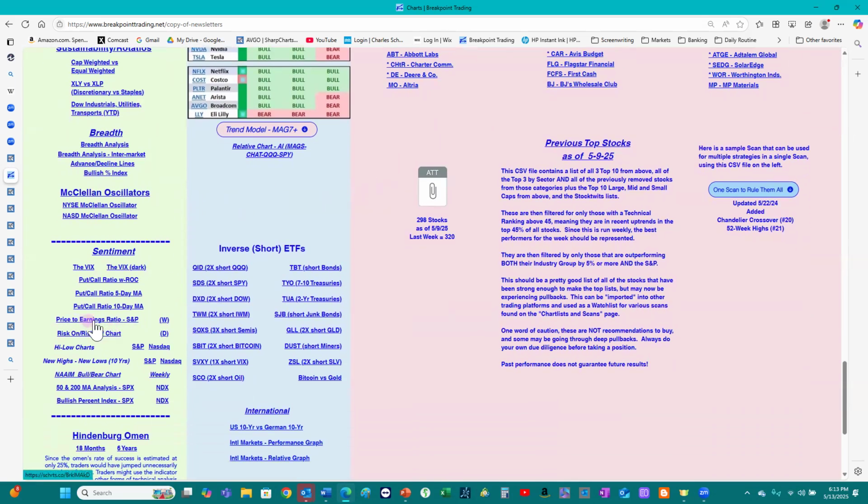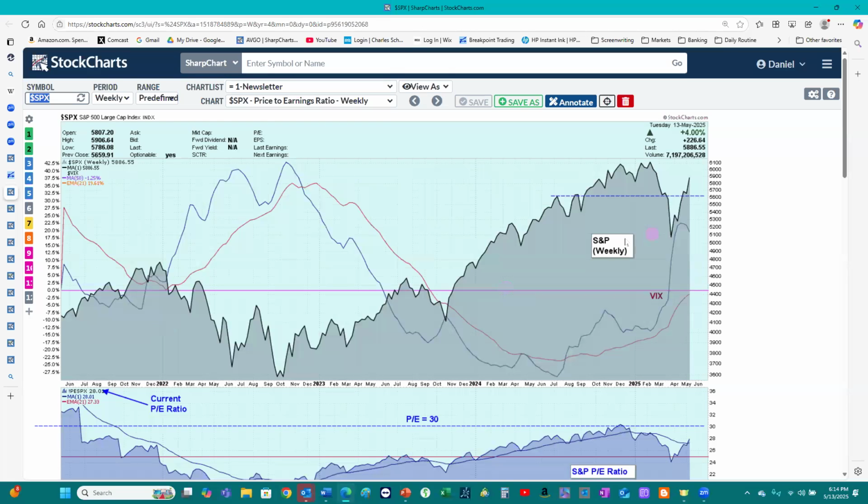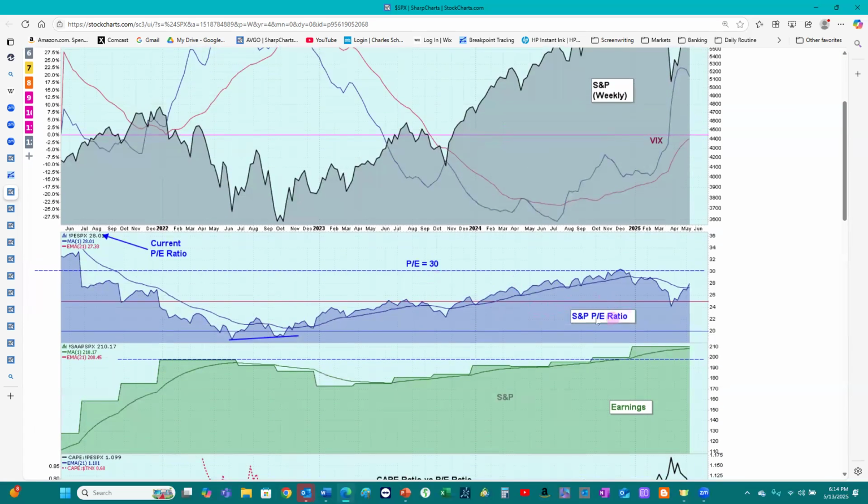So the earnings chart is actually called price to earnings ratio. And that's right down here under the sentiment section. So I'll bring that up, and what we'll see, there's the S&P, there's the sell-off right there, which looks very similar to 2018. I'll show you that in a minute. Here's the PE ratio for the S&P. Right now it's at 28.